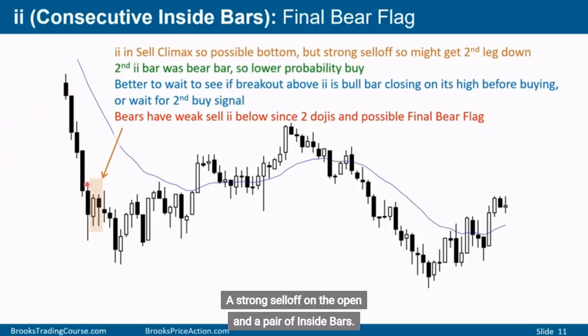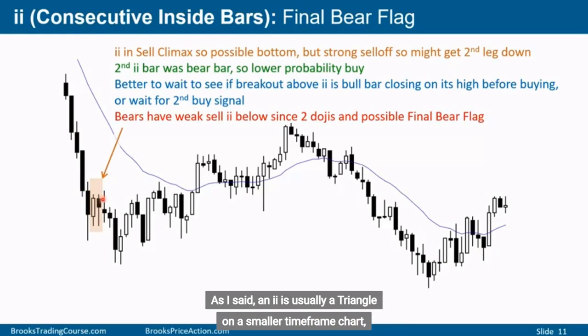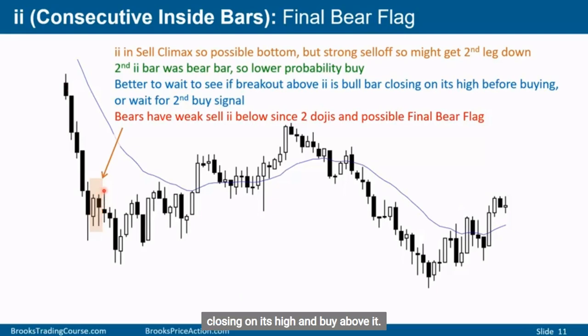A strong sell-off on the open and a pair of inside bars. Theoretically, it's a possible low of the day, and traders could buy above the high of that bear bar, micro double bottom, down, up. As I said, an II is usually a triangle on a smaller time frame chart, but I don't like to buy above a bear bar, especially in a strong bear trend. I would rather wait to see if this is a bull bar closing on its high and buy above it.